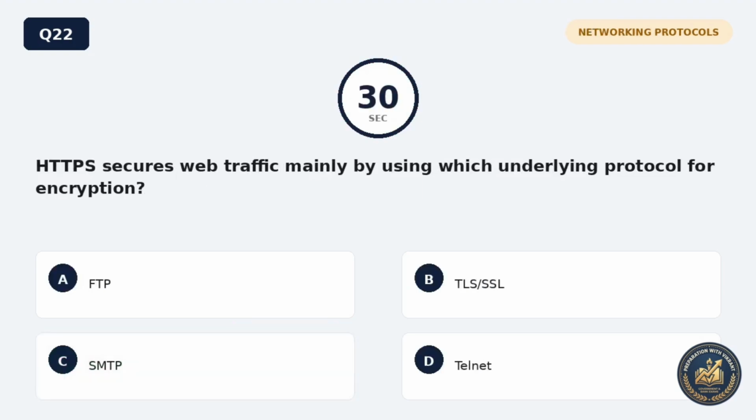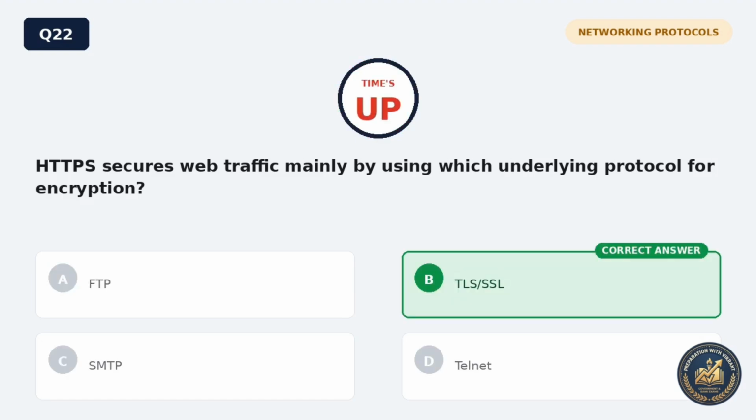Moving to next question. HTTPS secures web traffic mainly by using which underlying protocol for encryption? Option A FTP, option B is TLS/SSL, option C SMTP, option D is Telnet. So the correct answer is option B, TLS/SSL.